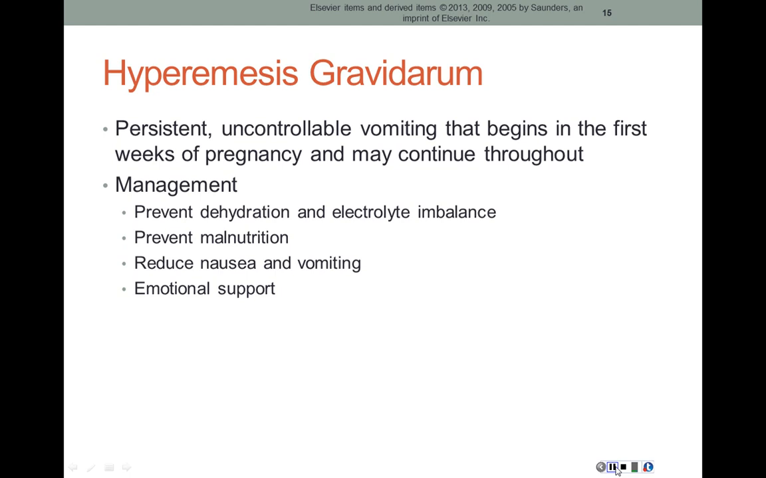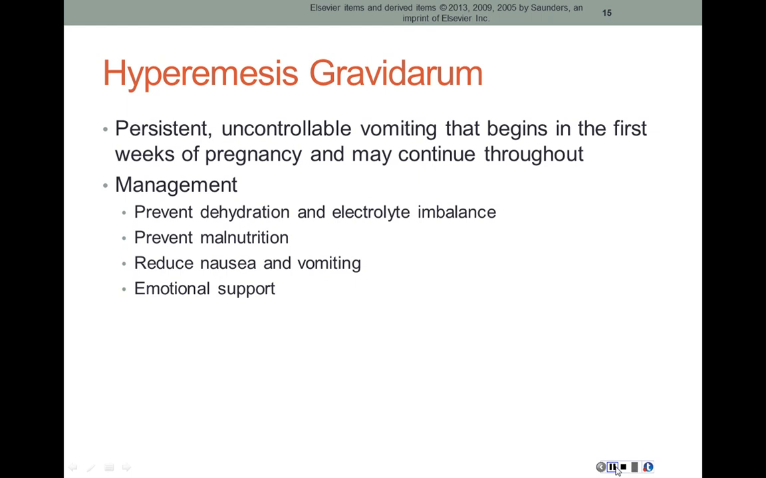Our goal is to reduce the nausea and vomiting, and also to support that mom, because she's going to be under a lot of stress being sick like this and knowing she can't provide the nutrients and the fluids that the baby needs to grow. Only about 3% of pregnant females get this disorder. This disorder is associated with small babies, and also babies that deliver before 37 weeks.